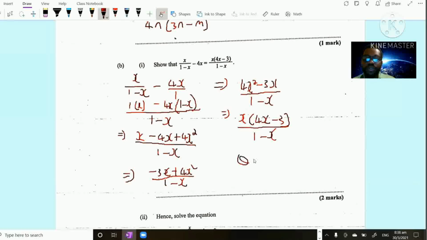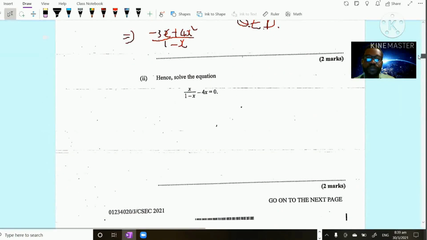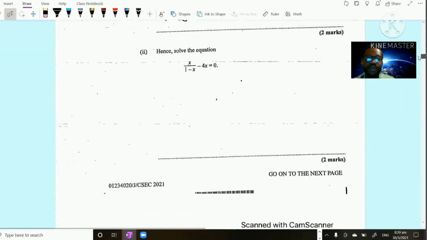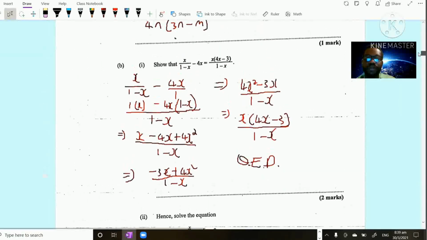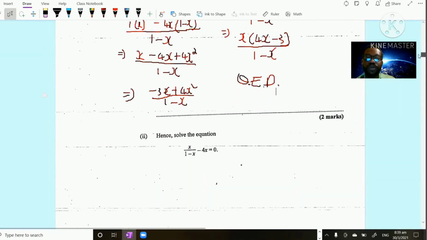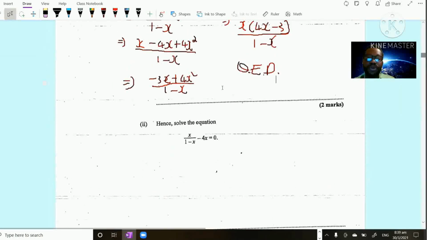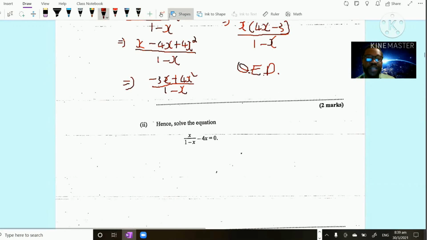So, we're going to say QED, which means that which has been proven, because it was actually a proof question. All right. Very good. Let's move down now. Hence, solve the equation. All right, now we need to understand the word hence. Normally, when you say hence, it means that you're using what you did above to work out what you have below. So instead of writing x over 1 minus x minus 4x, I'm going to use the expression that I proved that that was equivalent to.